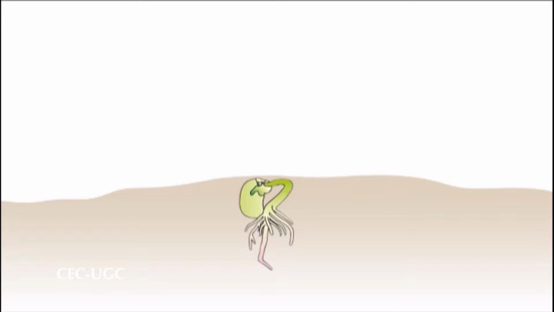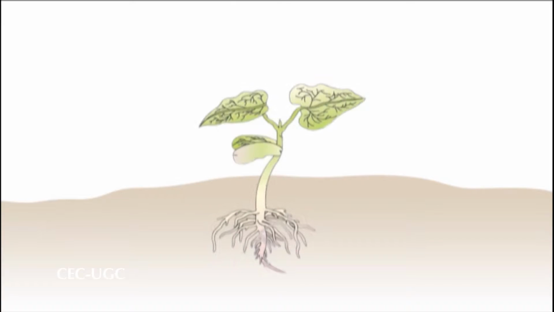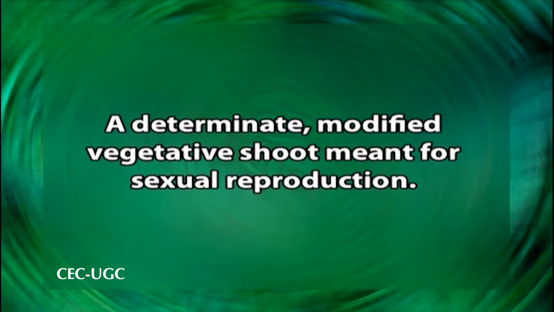Our today's topic is the development of flower as a modified shoot. Generally, every plant, after going through a period of vegetative growth and in response to environmental cues, starts producing flowers, either singly or in aggregation called inflorescence. A flower is defined as a determinate modified vegetative shoot meant for sexual reproduction.